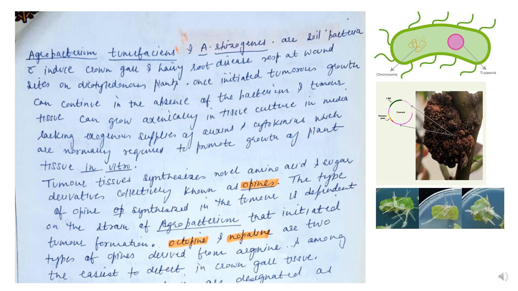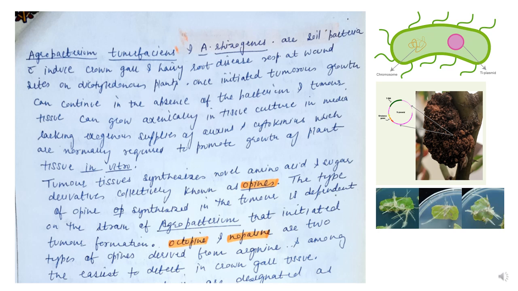The tumor tissues also synthesize novel amino acids and sugar derivatives, which are known as opines, and the bacteria utilize these opines for their growth. The strains of Agrobacterium synthesize different kinds of opines, which are called octopine and nopaline.